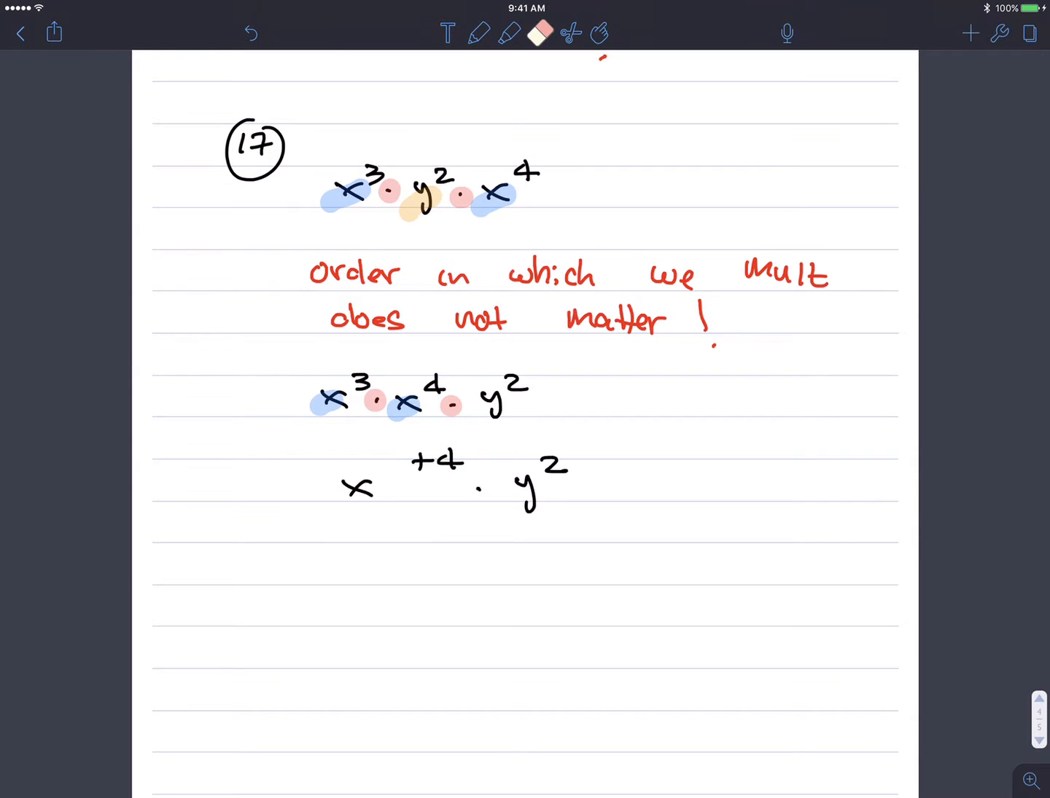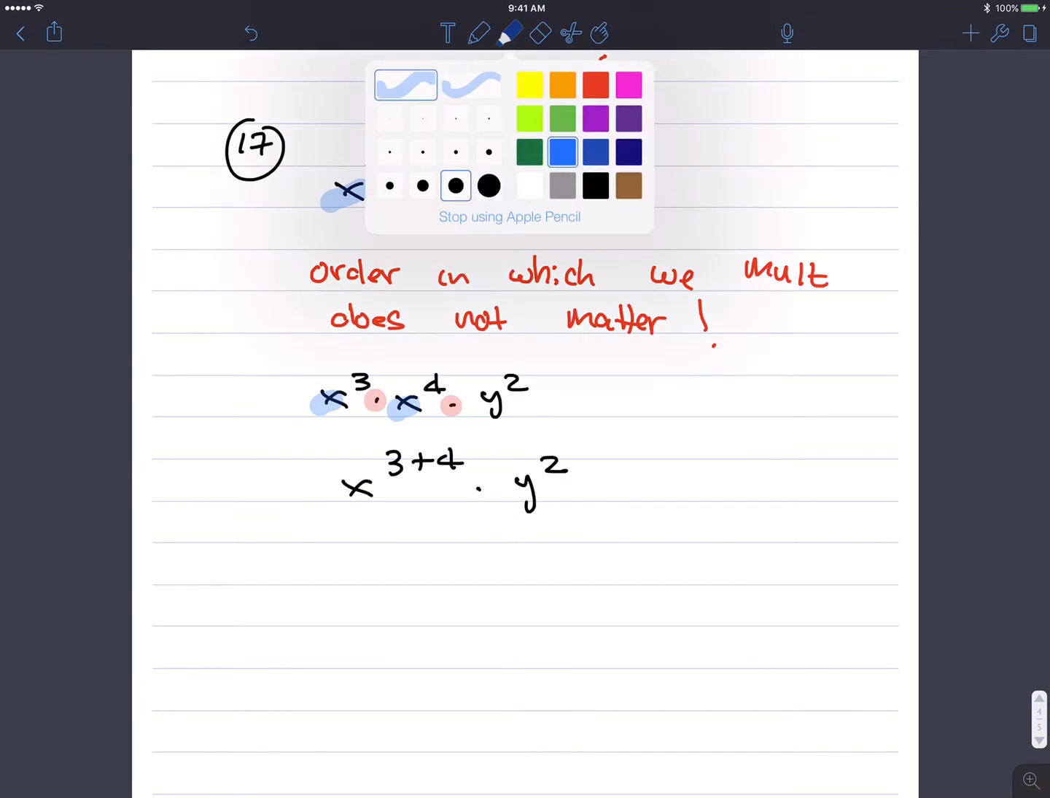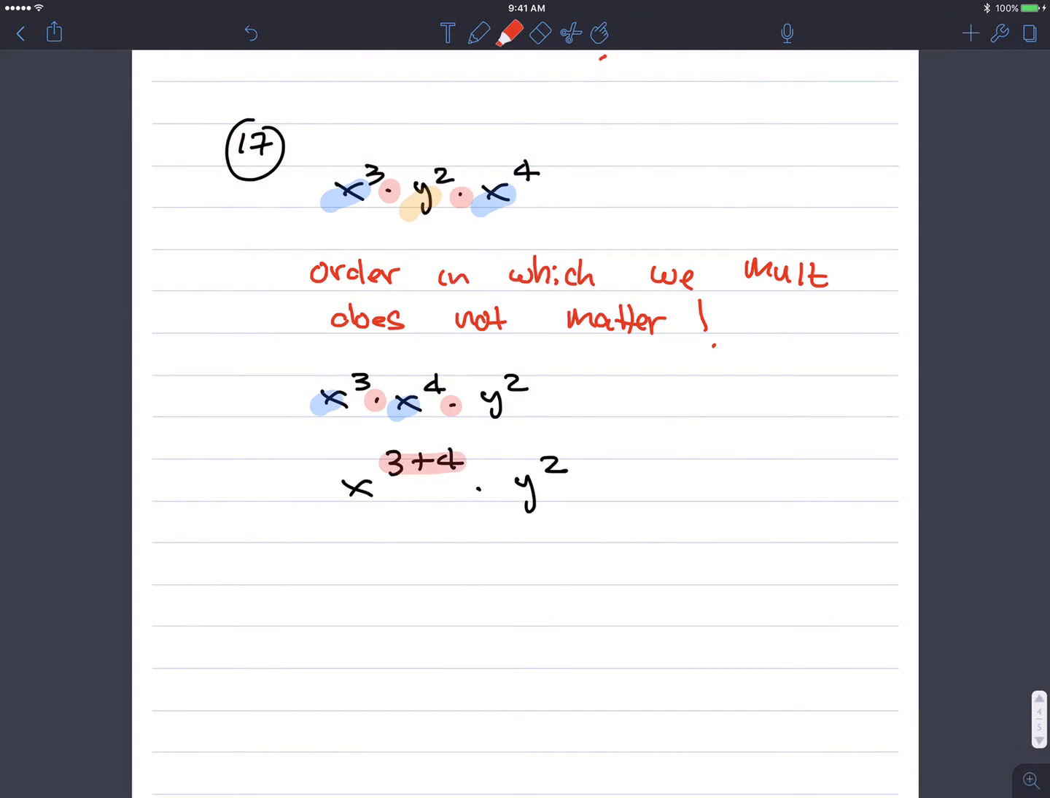So the only exponentials we can multiply are the ones with the same base. And we are going to add the powers. 3 plus 4, because power 3, power 4. That's going to give us x to the 7th times y squared, or simply x to the 7th y squared. This is simplified.